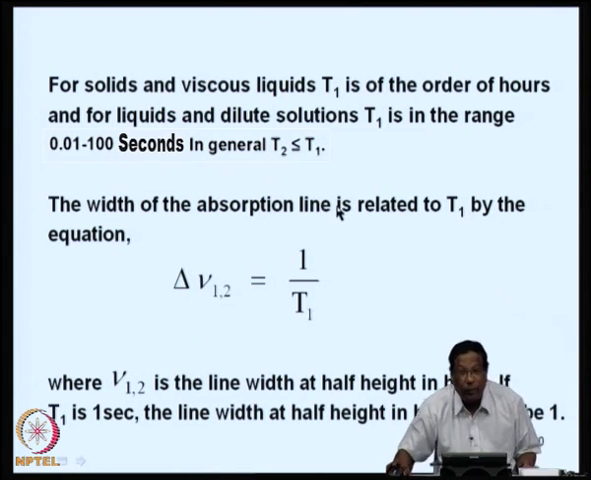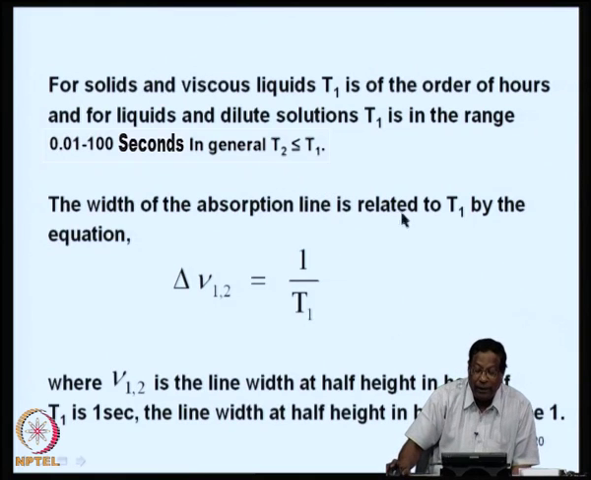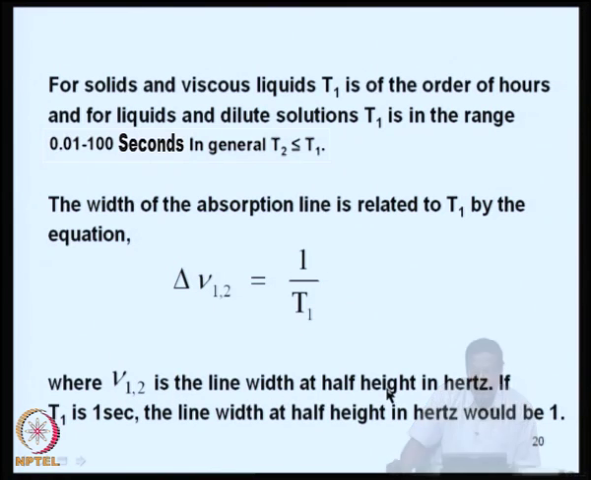The width of the absorption line, therefore, is related to T1, because that is the fastest occurring relaxation. It is related by the equation delta mu 1/2 is equal to 1 over T1, where mu 1/2 is the line width at half height in hertz. If T1 is 1 second, the line width at half the height in hertz would be 1.